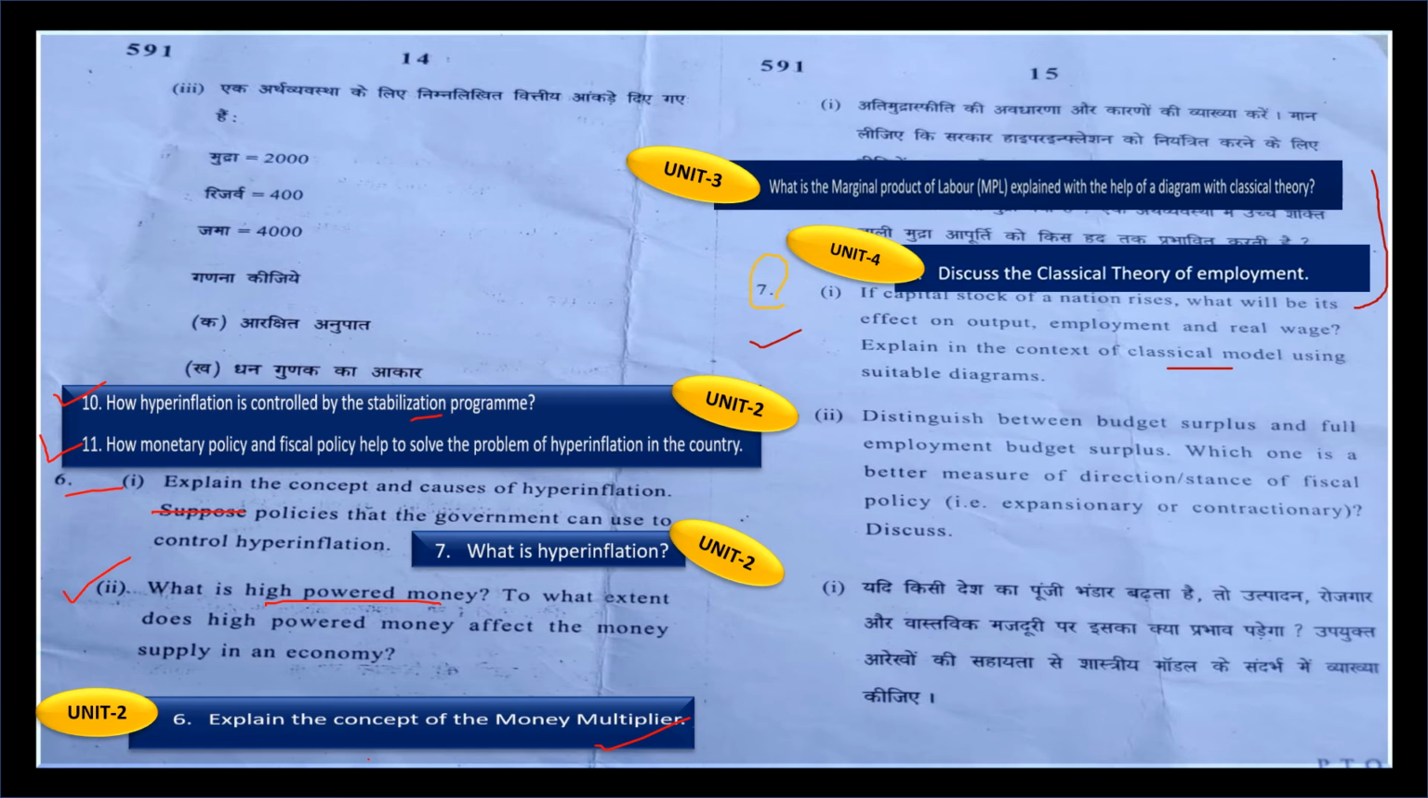Part 2 of question 7 asks you to distinguish between budget surplus and full employment budget surplus, and which one is a better measure of fiscal policy, expansionary or contractionary. If you prepare fiscal policy, you can easily write what expansionary fiscal policy is and how it works, what contractionary fiscal policy is and how it works, and distinguish between budget surplus and full employment budget surplus.